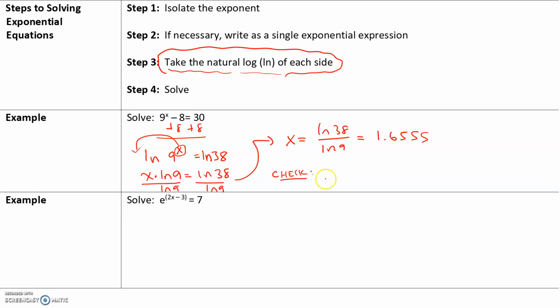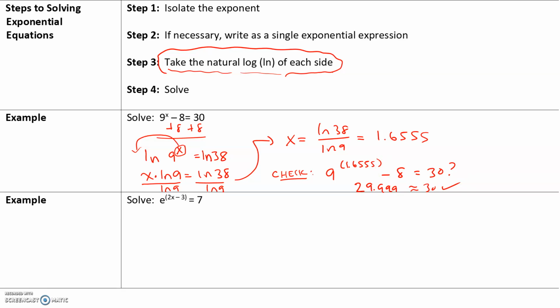If we wanted to, we could check the answer. Take this and plug it back in. So we have 9 raised to the 1.6555 minus 8. We want to check, does that in fact equal 30? So when you simplify the left side, put this in decimals or a calculator, we get about 29.999. And that's not exact because we rounded this exponent, but it's about 30, so we know we did it correctly.